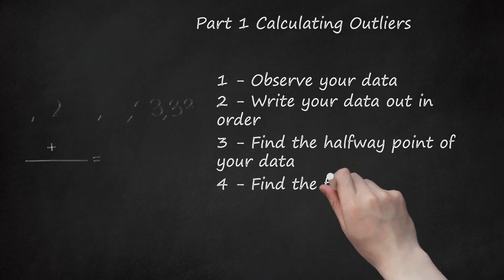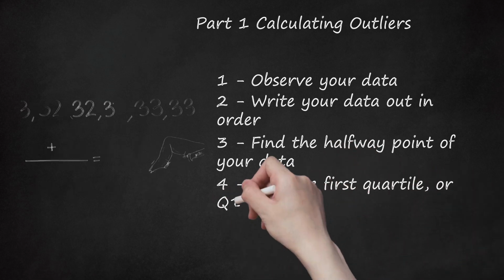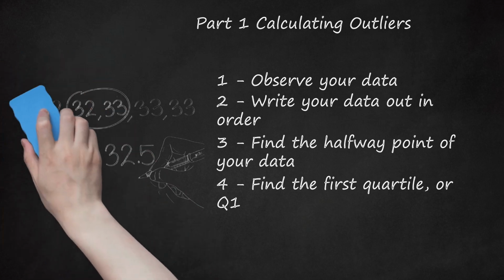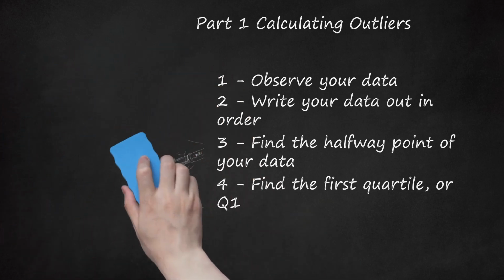4. Find the first quartile, or Q1. To find Q1, determine the median number in the first half of your data. The median is the number that falls in the middle of the data. In our sunflower example, the first half of the data is 3, 32, 32, 33, 33, 33. The middle is between 32 and 33, so the median is 32.5. Call this Q1. Q1 equals 32.5.